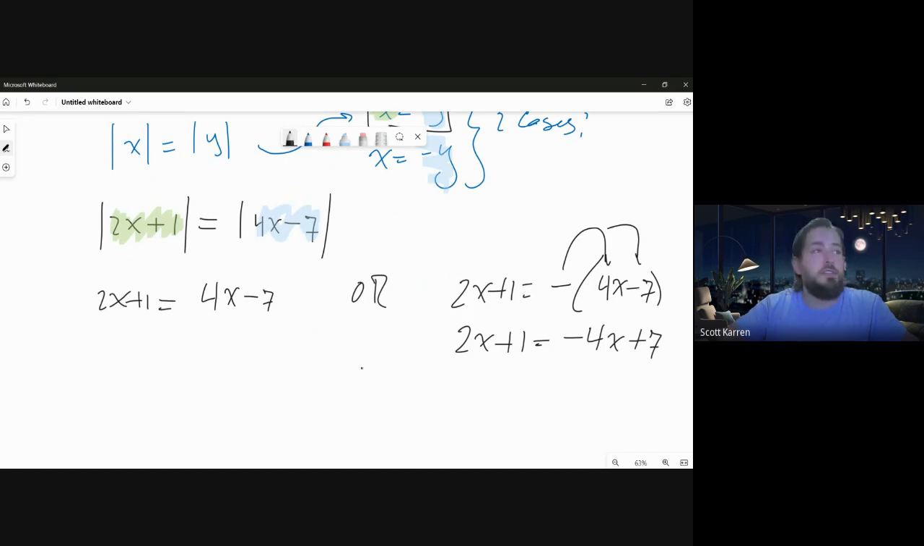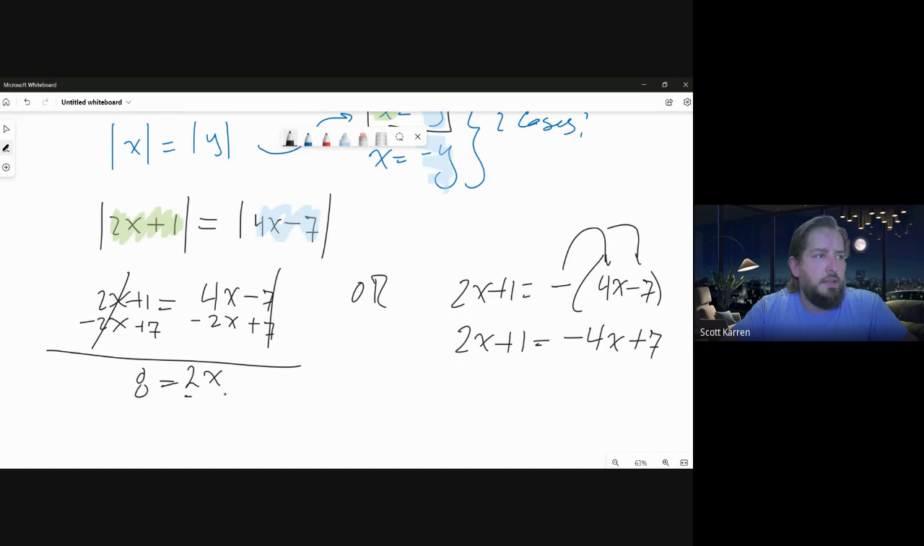And then I'll just solve each of these. On the left-hand case, I'm going to subtract 2x to get all the x's to the right, but I'm also going to add 7 to get my non-x terms to the left. So that leaves me with 8 on the left equals 2x. And then, of course, dividing each side by 2 gives me x equals 4. That should be one of my answers. I'll verify it in a minute.